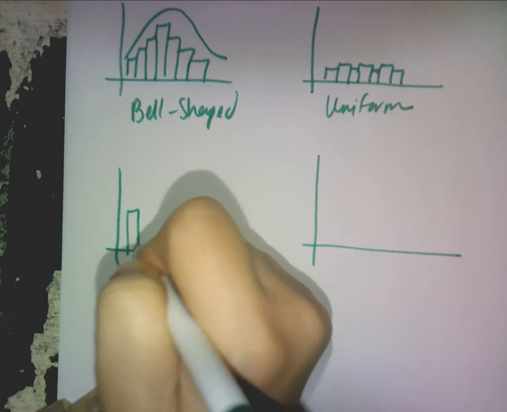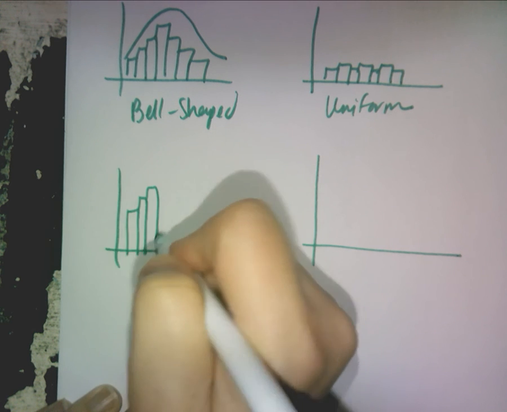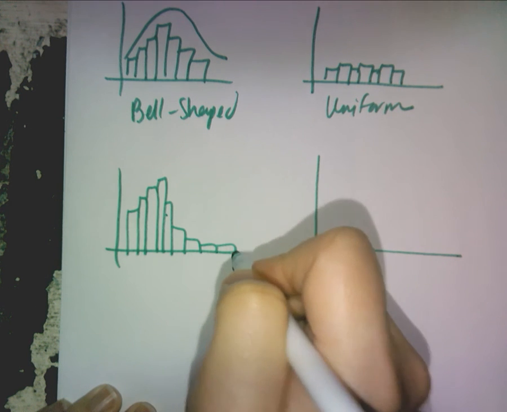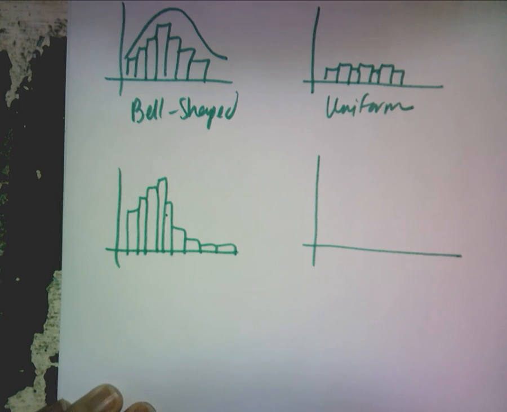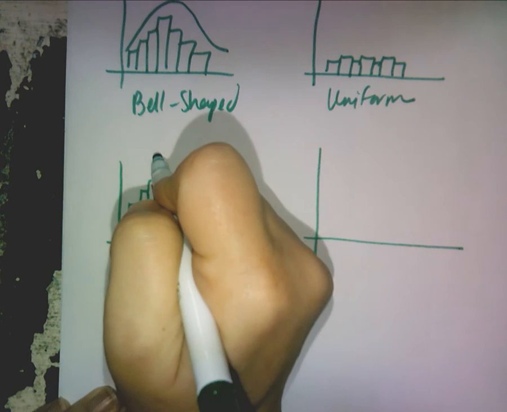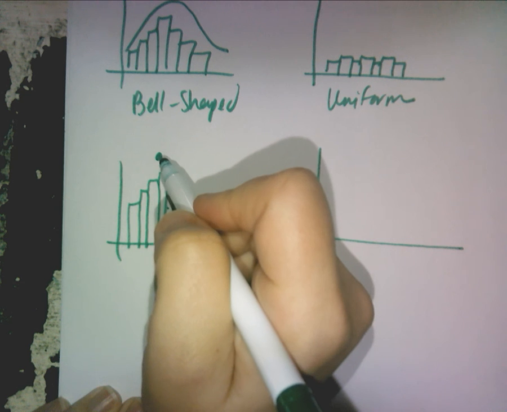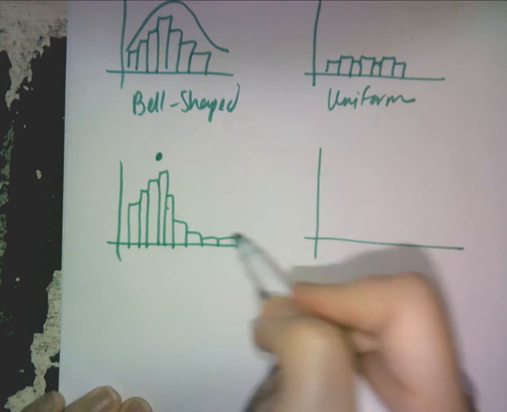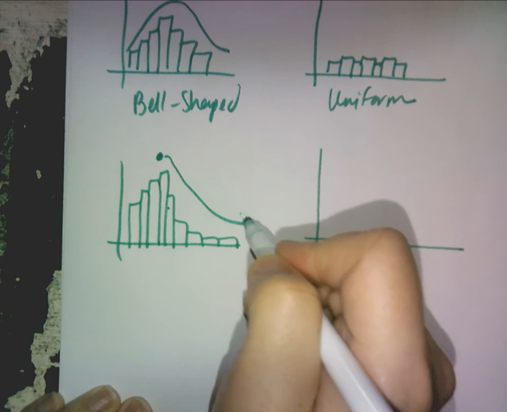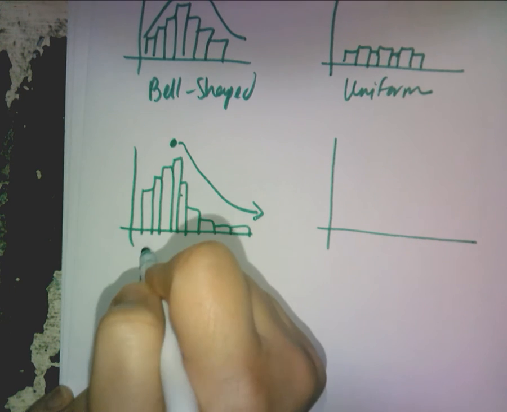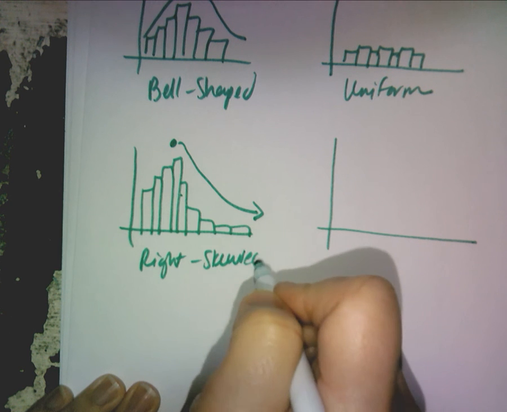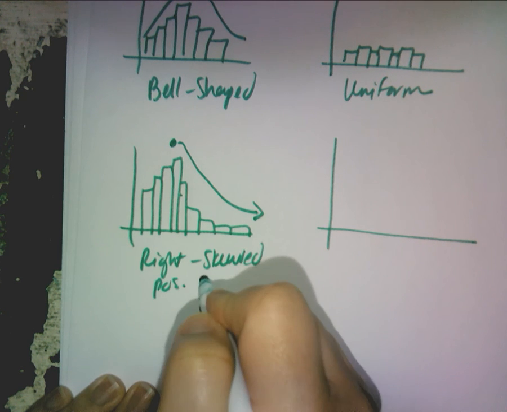If you have a bunch of bars that are stacked here and then they kind of drop like that, okay? So what I tell my students is go to the highest bar you see, go to the top, and then would it take you longer to go down to the right or would it take you longer to go to the left? Take you longer to go to the right, right? This is called right skewed. Some books say positive skewed.